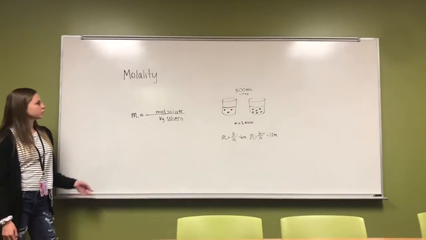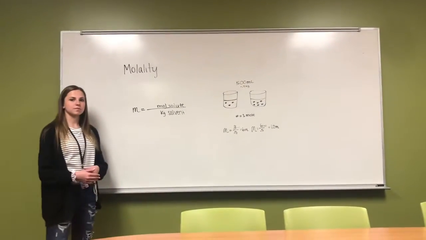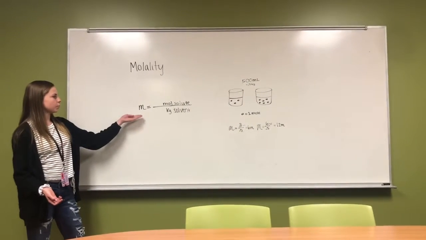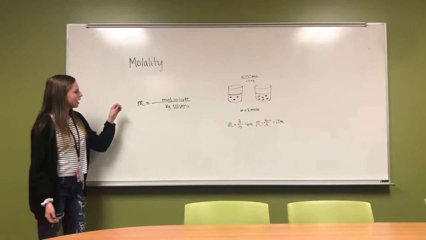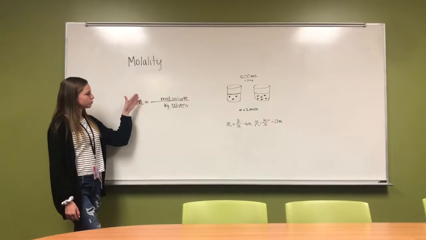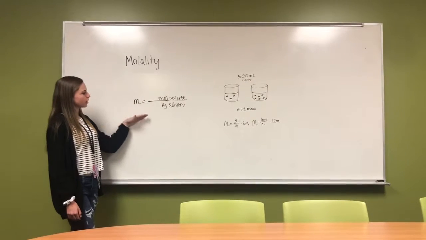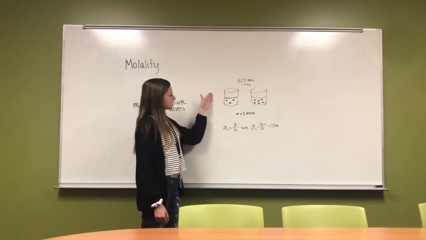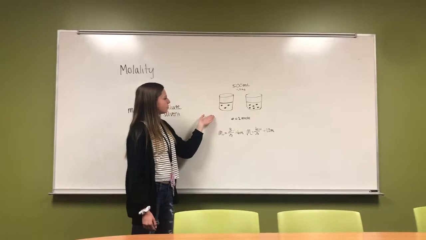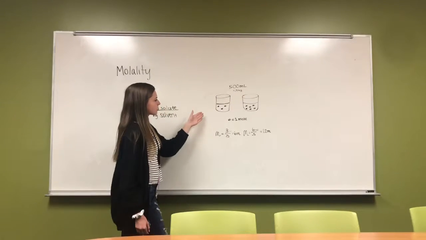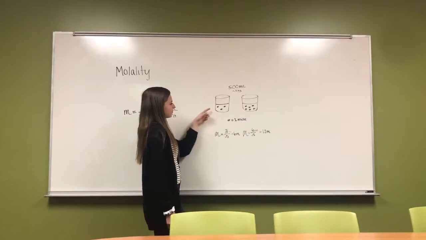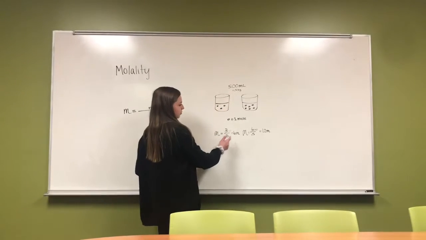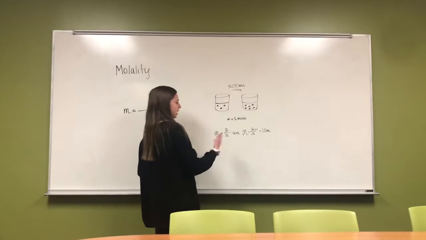Molality is similar to molarity in that both are measures of concentration, but the equations are a little different. Here it's represented with a lowercase m, and the equation is moles of solute, which is the same as molarity, but it's over kilograms of solvent, which is a little different. And over here you can see two glasses of 500 milliliters of water, so they have the same amount of solvent, but they have different moles of solute. So you can tell here that they have different molalities, which means they have different concentrations.